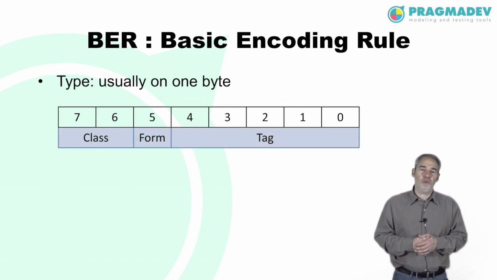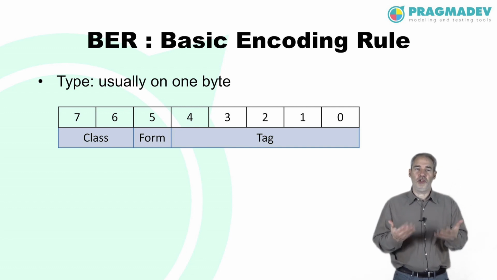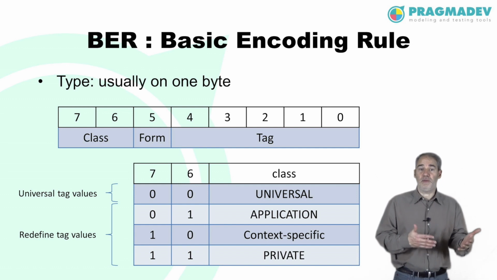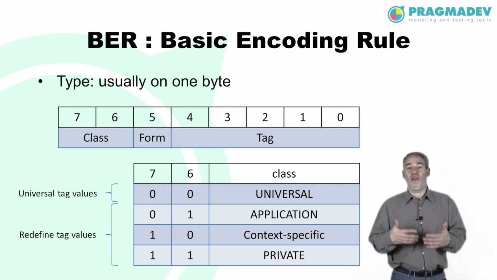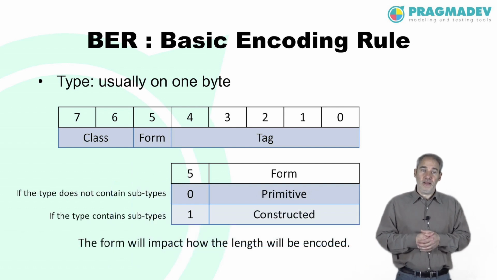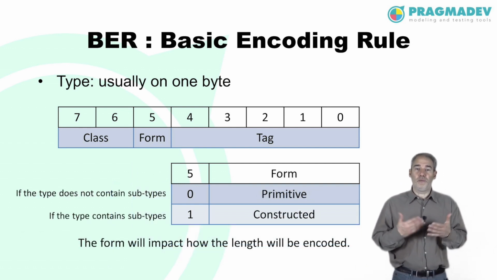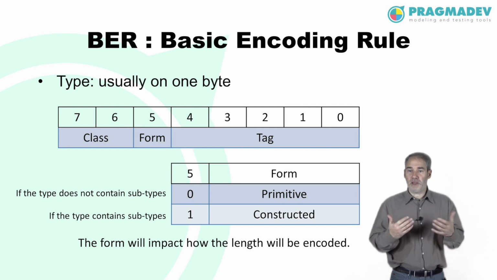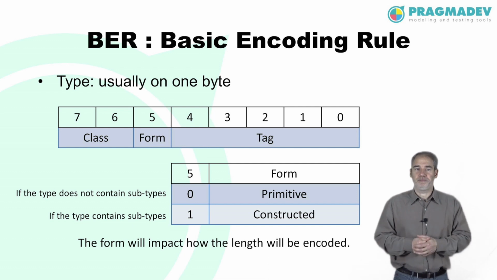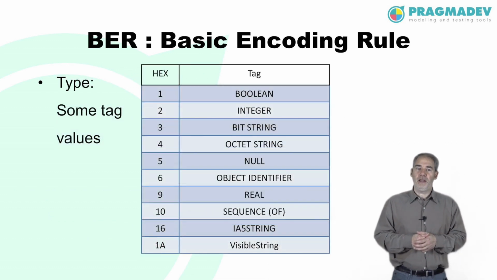The type is usually on 1 byte. It contains some information about its class, its form, and its tag. The first 2 bits define the class of the type. The class is a way to indicate if it is a standard type or an application-specific type. Then, the 5th bit indicates the form of the type. If it contains subtypes, it should be set to 1, otherwise it should be set to 0. Finally, the tag indicates which type it is.